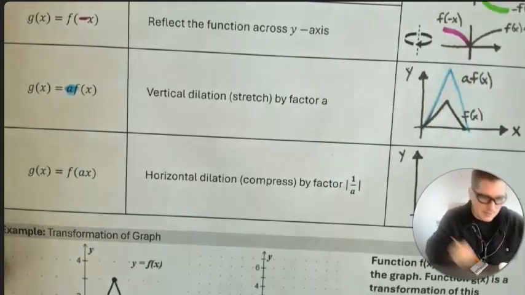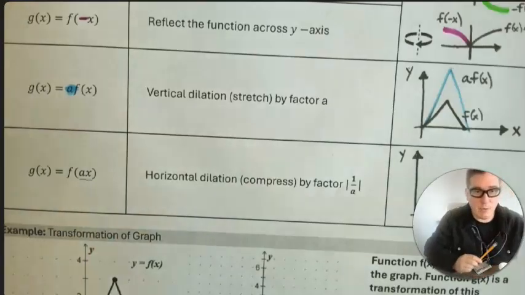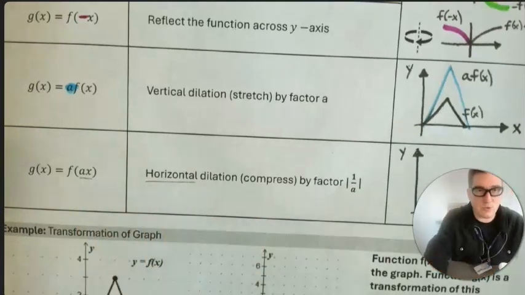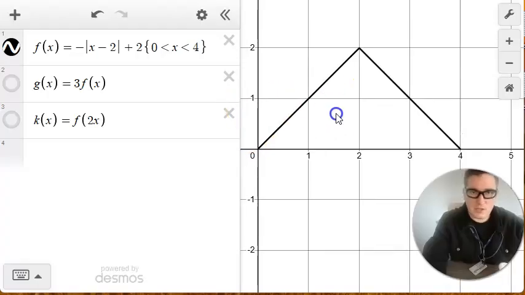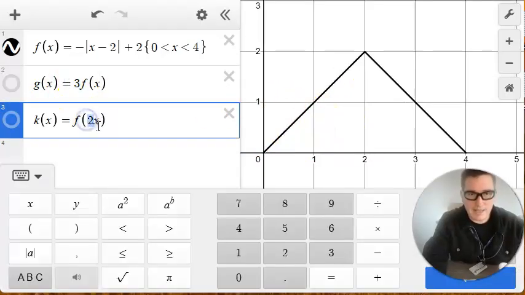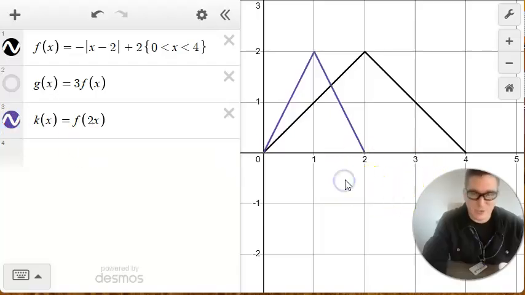But what happens if I multiply the a inside the parentheses? I multiply the x by the a. Well, since we're making a change to the x value, it is going to be something that happens horizontally. Let's find out. So here's my original function. I'm no longer multiplying outside, I'm multiplying inside, multiplying the x. And you would expect it to stretch outward, but it doesn't. It actually does the opposite. It's kind of like the horizontal translations. The horizontal dilations are the opposite too.